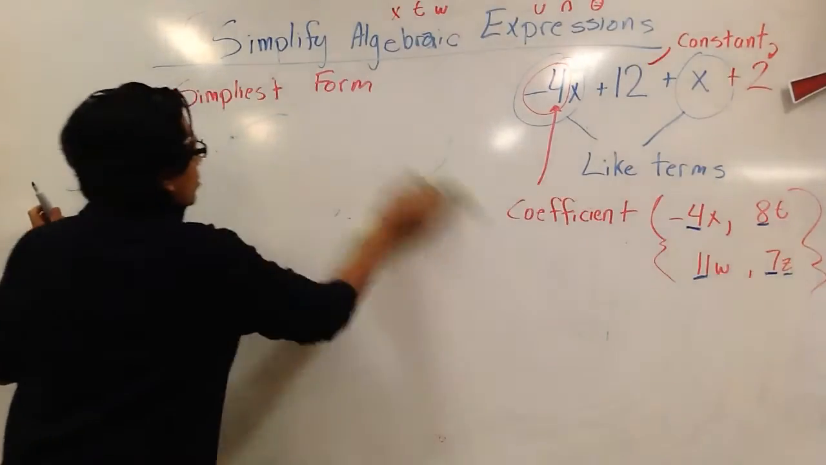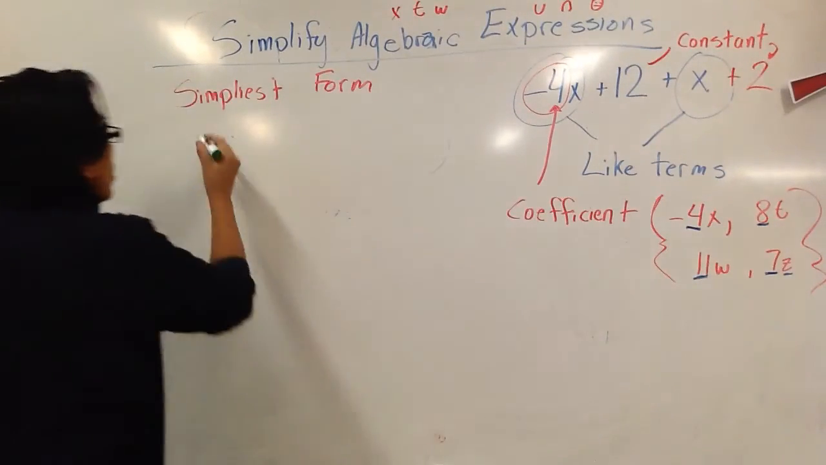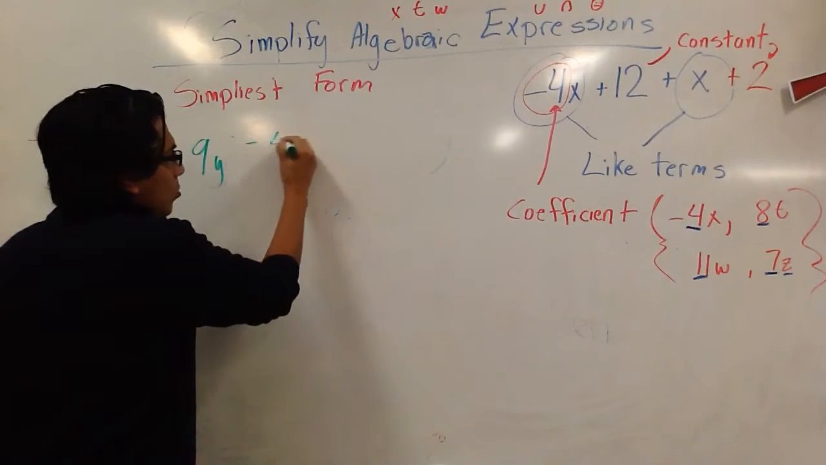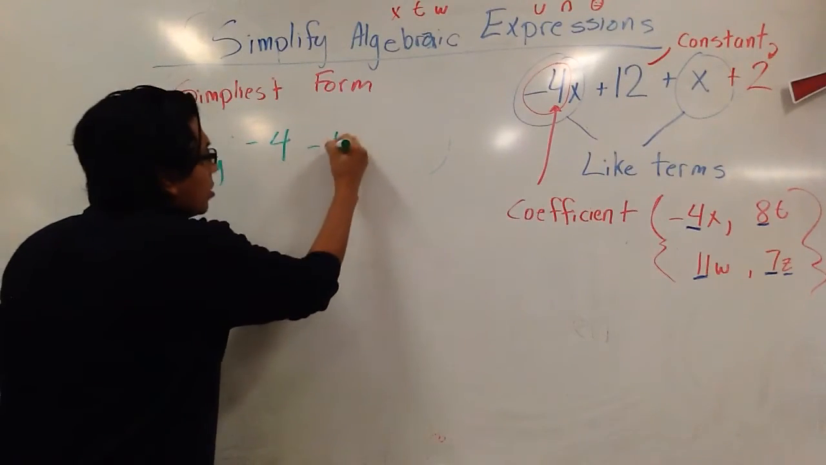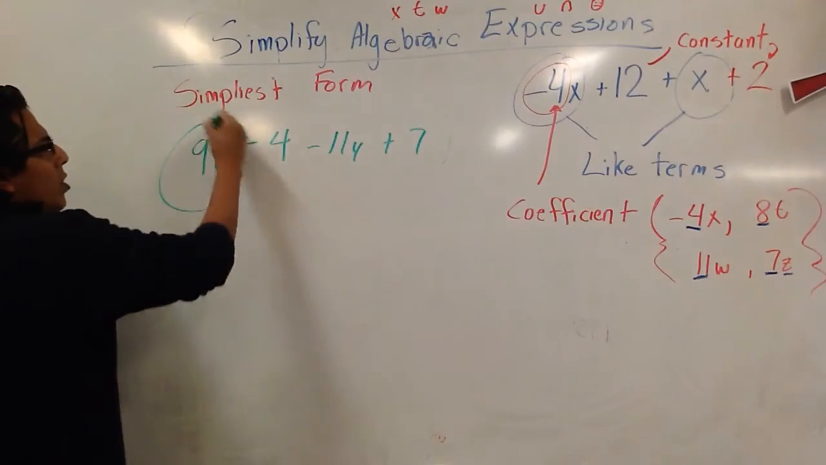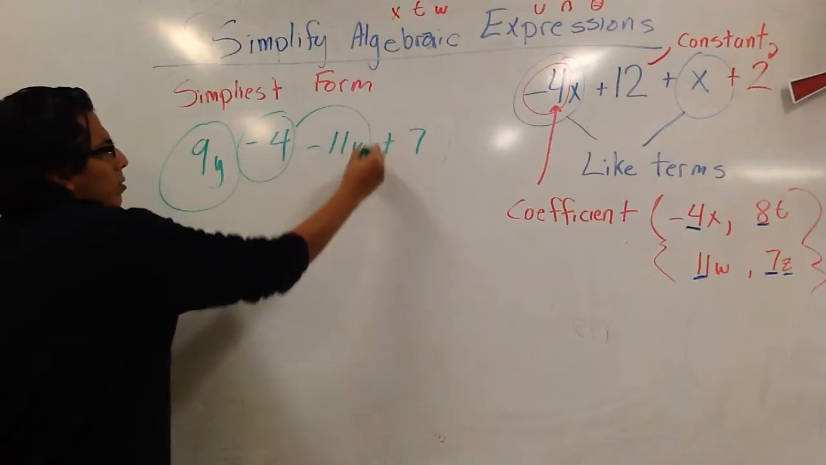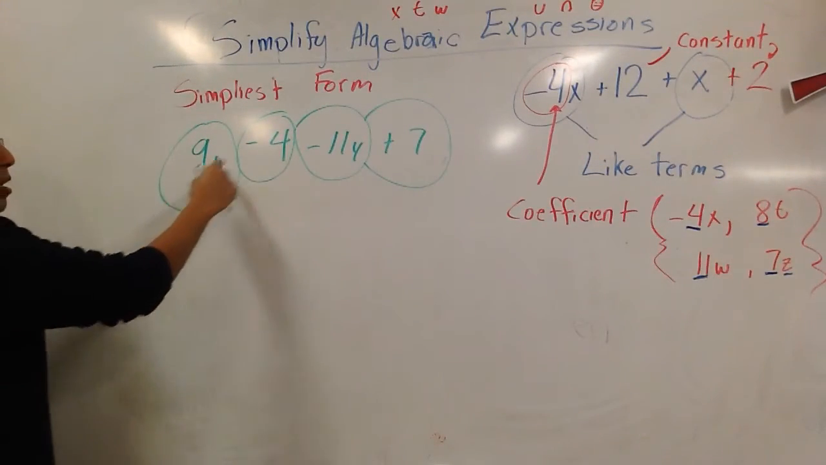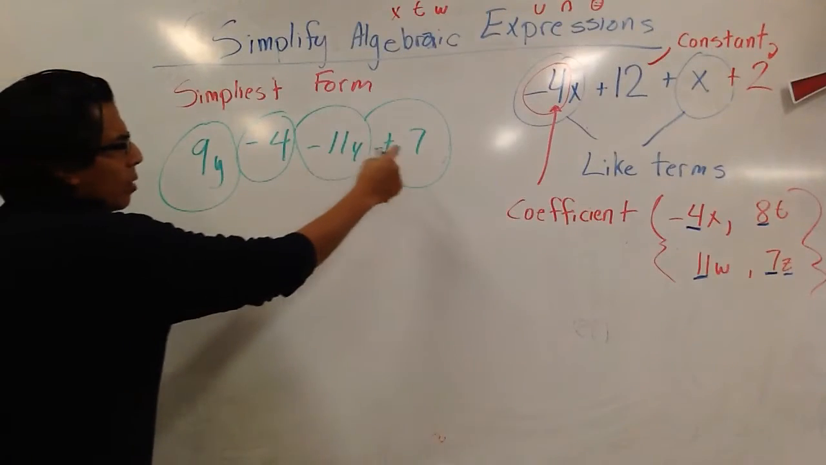Alright, let's look at another one. Let's do 9y minus 4 minus 11y plus 7. Now a lot of you, so let's circle it with the operation. See that? See what I'm doing? And now I can actually look at this as 9y, -4, -11y, plus 7.